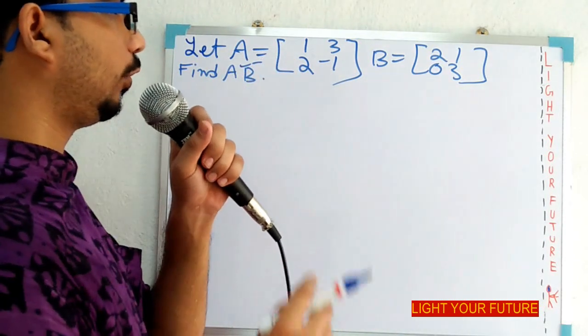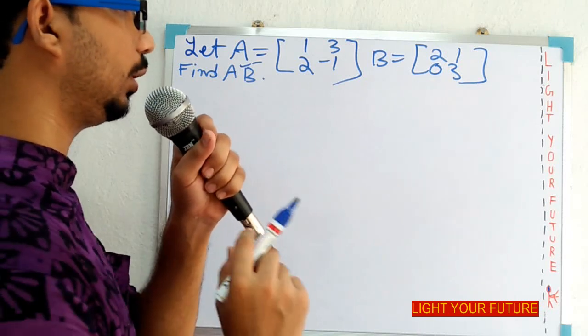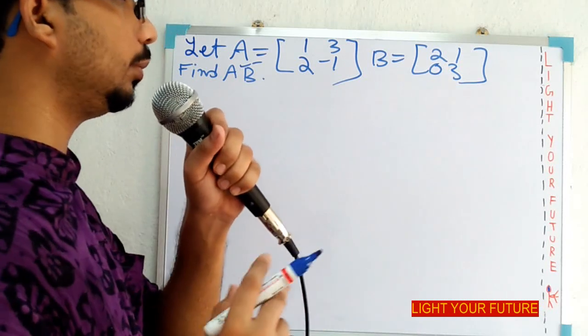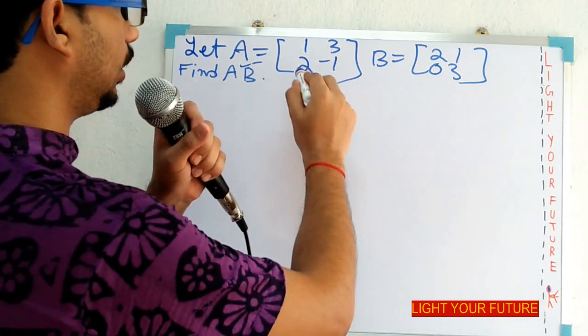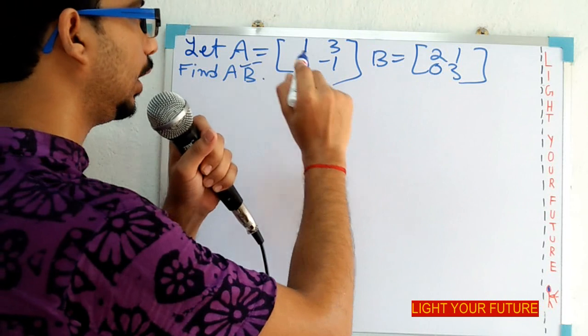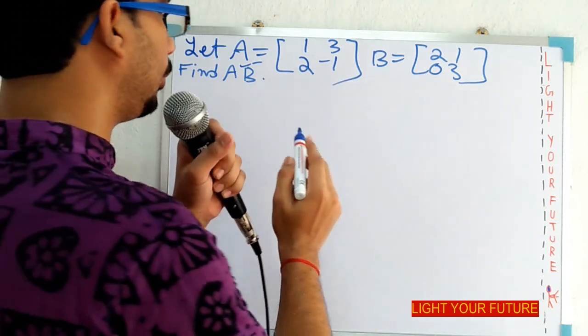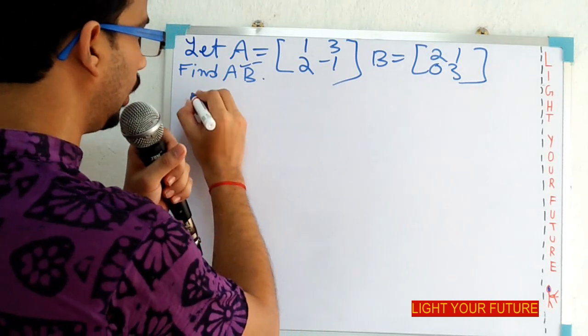For solving problems like this, we have a certain formula for multiplication of two matrices of the same order. Over here, the order of these two matrices is 2 by 2, which means they have two rows and two columns. So for this kind of problem, we have to use this formula.